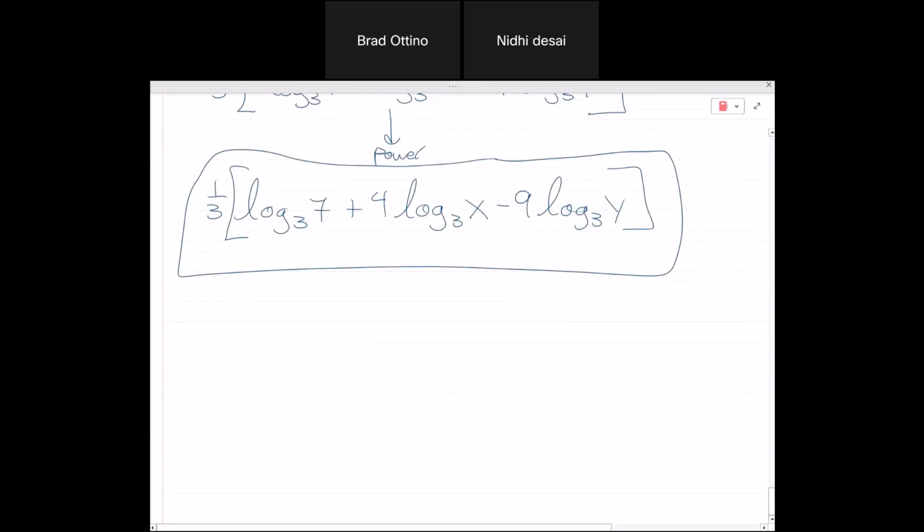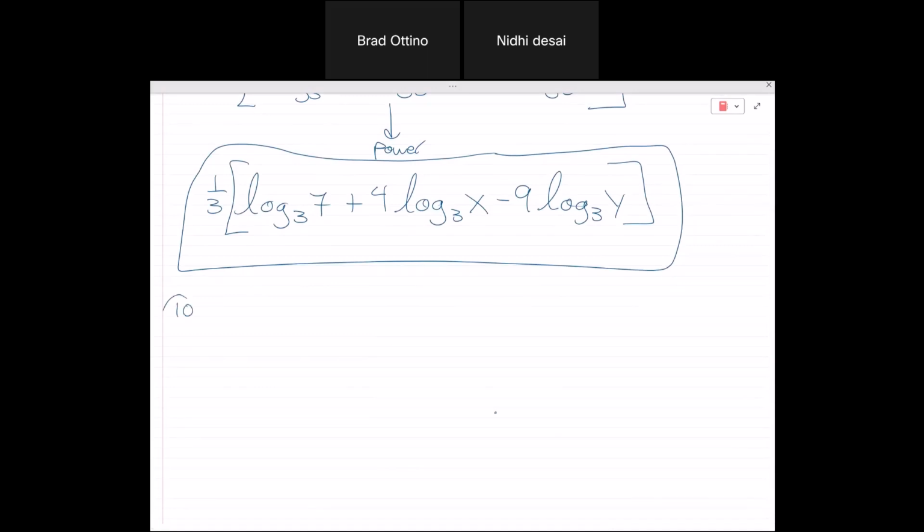Problem number 10, we're going to solve for x. And the problem says log base 3 of x plus 1 plus the log base 3 of x plus 3 is equal to 1.